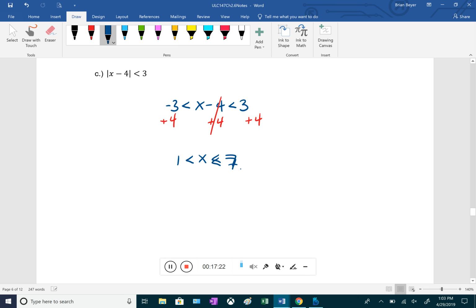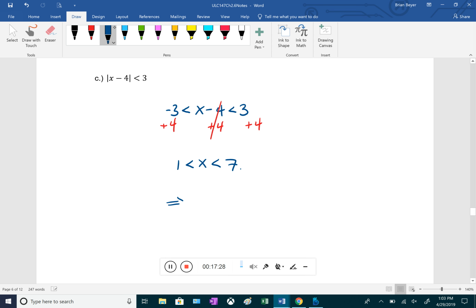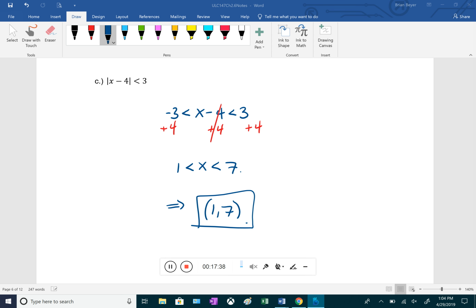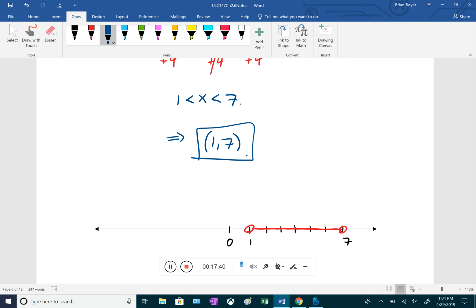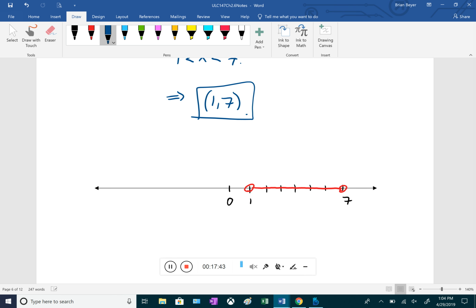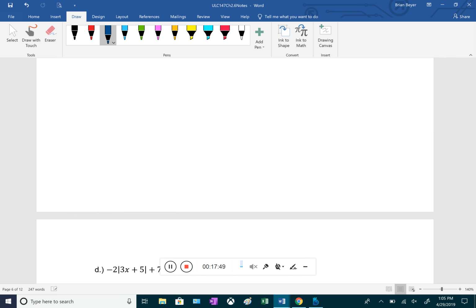So this gives us everything between 1 and 7, and then in interval notation, that would be 1 to 7 with parentheses because there's no or equal to sign. So on the number line, it would look like this. It's everything between 1 and 7 with open circles because we're not including them. Do a couple more here.